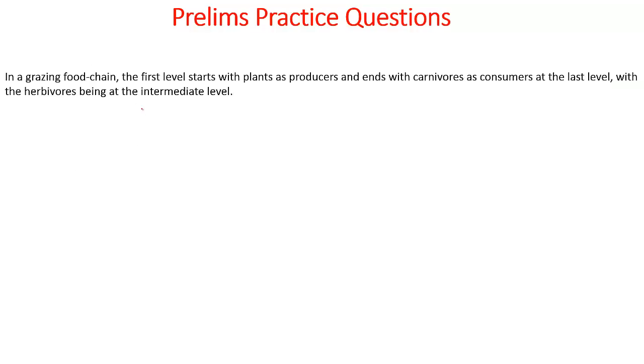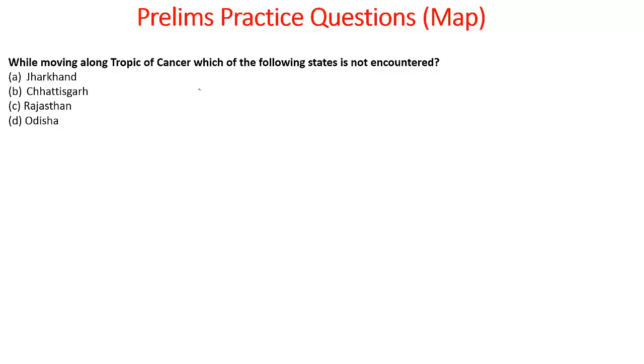Let's look into the explanation. In a grazing food chain, the first level starts with plants as the producers and ends with the carnivores as consumers at the last level, with the herbivores being at the intermediate level. Let's look into the next practice question.